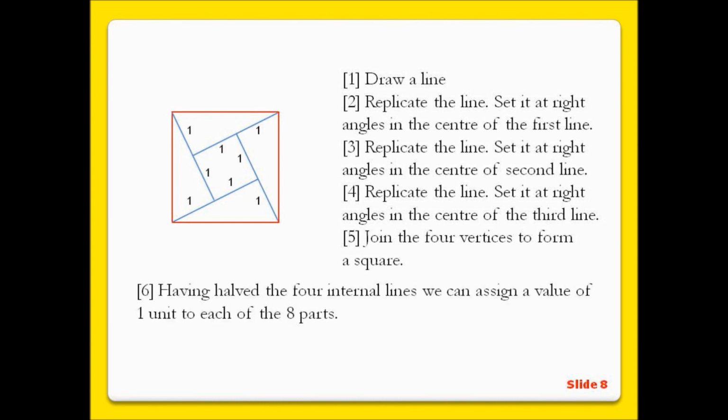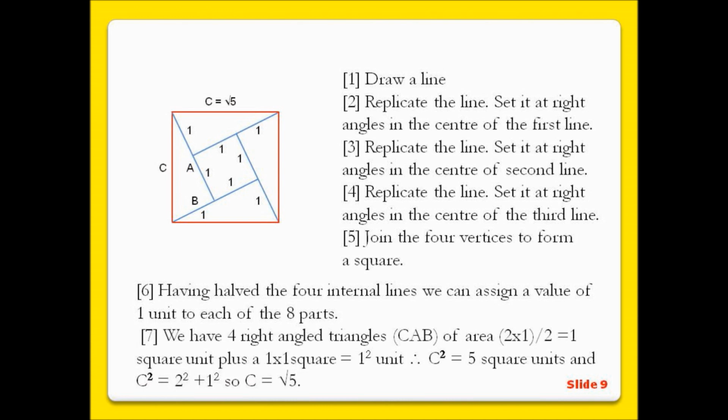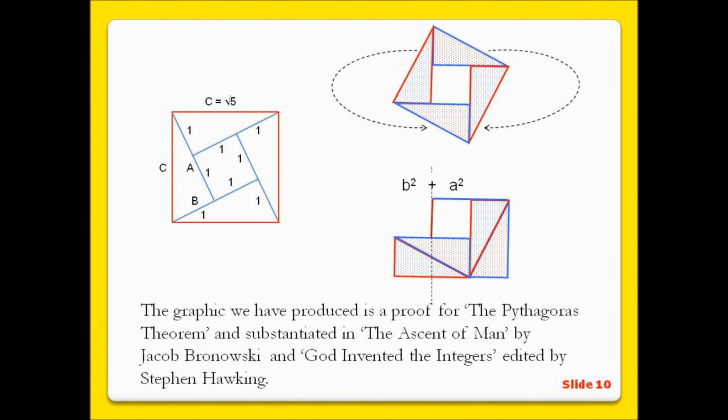Having halved the four internal lines, we can assign a value of 1 to each of the 8 parts. We have four right-angled triangles CAB of area 2 times 1 divided by 2 equals 1 square unit, plus a 1 by 1 square of 1 square unit. Therefore C squared equals 5 square units, and C squared equals 2 squared plus 1 squared, so C equals root 5. The graphic we have produced is a proof for the Pythagoras Theorem, and substantiated in The Ascent of Man by Jacob Bronowski, and God Invented the Integers edited by Stephen Hawking.